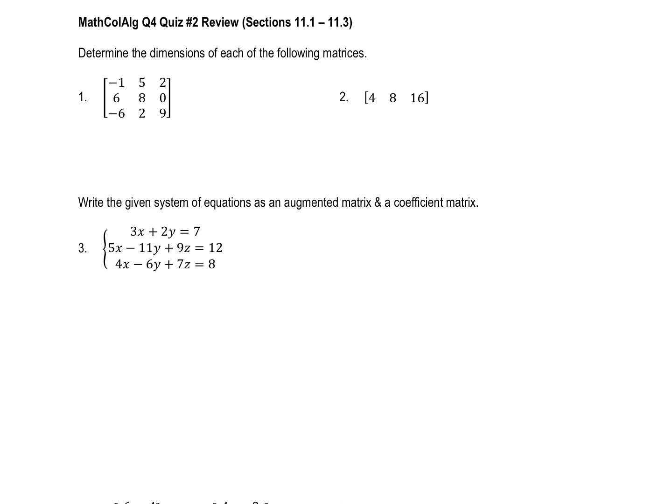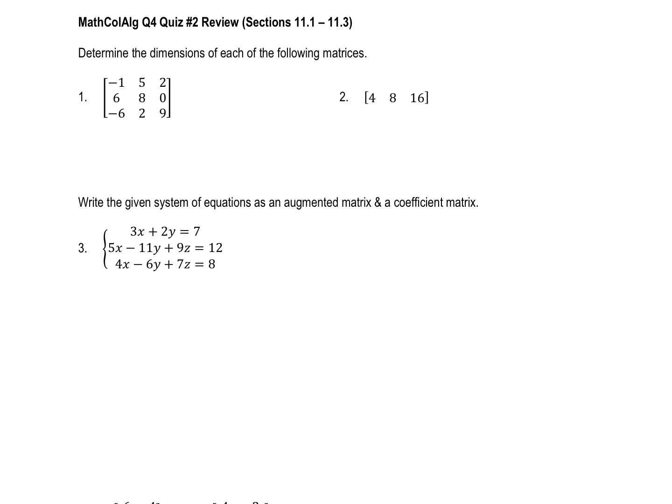Your quiz covers sections 11.1, 2, and 3. It'll ask you to determine the dimensions of a matrix. Remember, those are rows by columns, to write a given system of equations as an augmented matrix or a coefficient matrix, or both. It'll also ask you to add, subtract, or multiply matrices, and then state if two matrices are inverses of one another, and state the inverse of the given matrix.